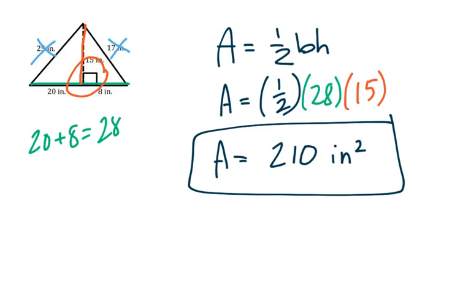And just be careful that you only multiply by 1/2 once. So you could do 1/2 times 28 or 1/2 times 15 and then multiply by the other piece of the problem, but don't multiply by 1/2 twice. That's incorrect, and then of course your answer is wrong as well.